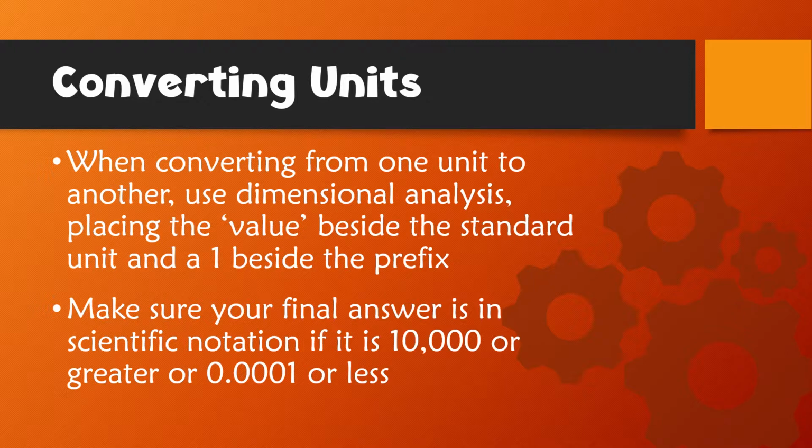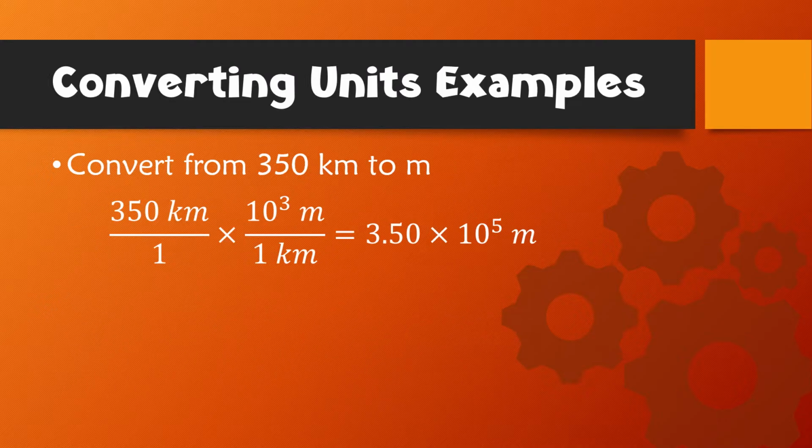When we're converting our units, we need to make sure that we're using dimensional analysis. We'll do so by placing the value, like you saw in this previous chart, beside the standard unit, and we'll put a 1 beside the prefix. Also, you want to make sure that your final answer is in scientific notation if it is greater than 10,000 or less than 0.001. So let's look at some examples.